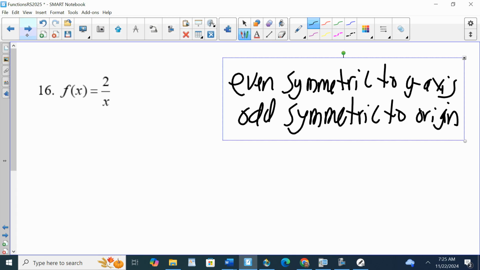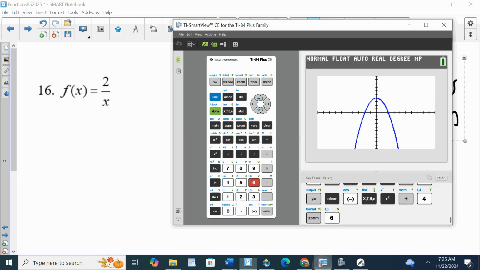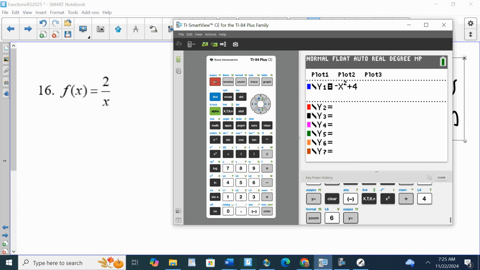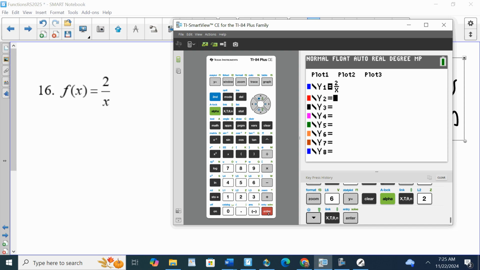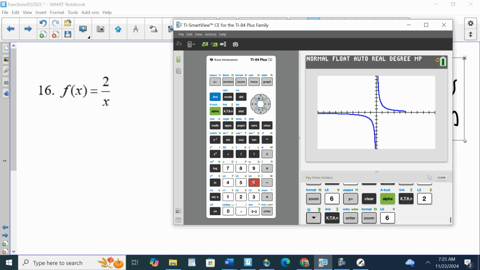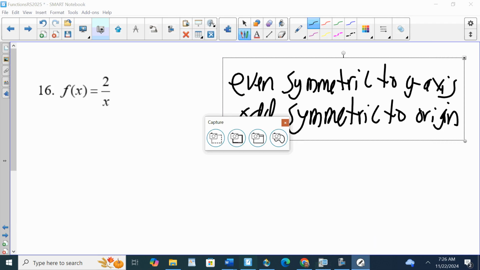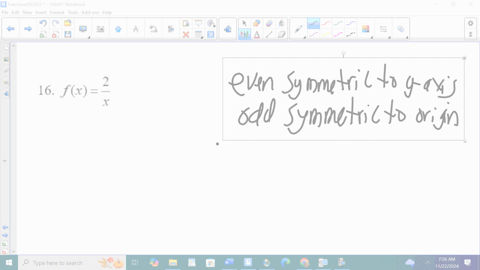And finally, one more, number 16, 2 over x. y equals 2 over x, zoom 6. Even: symmetric to the y-axis? Nope. Odd: symmetric to the origin. Yes, this is symmetric to the origin. If I turn it upside down, I will see the exact same thing. Let's see if I can do that quick. Oops.